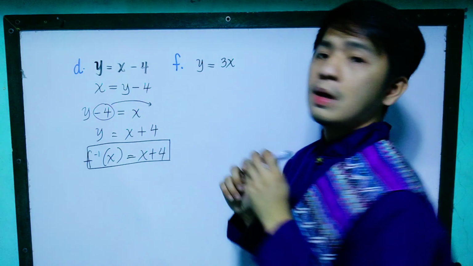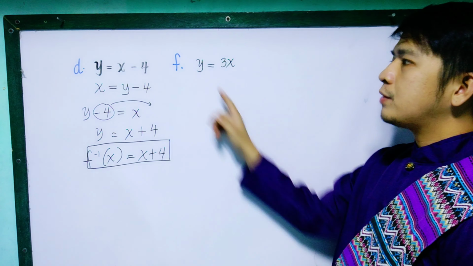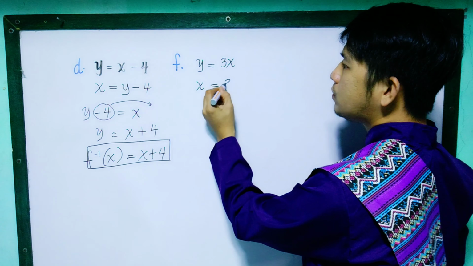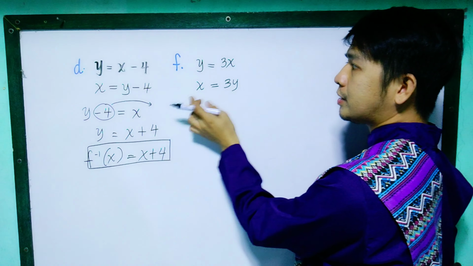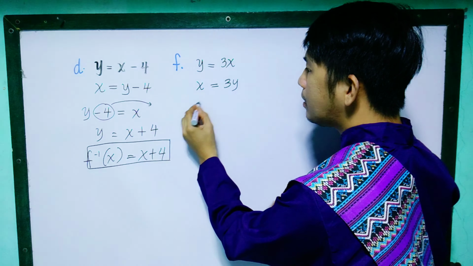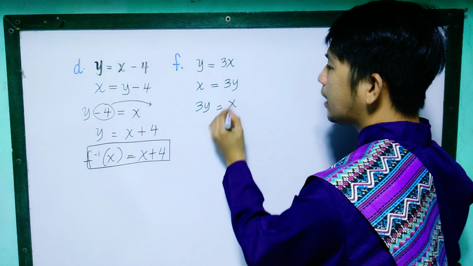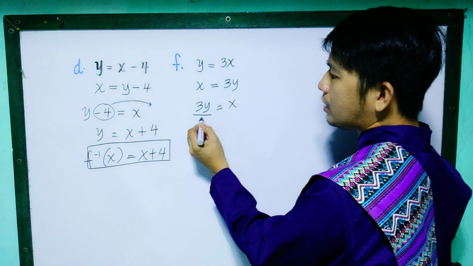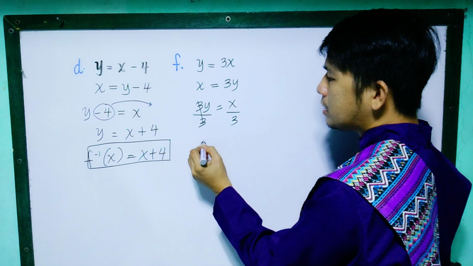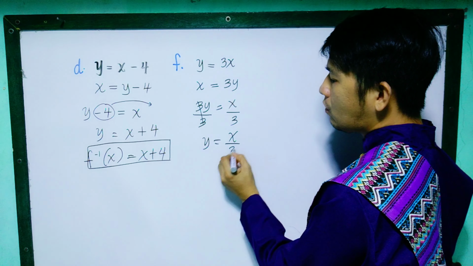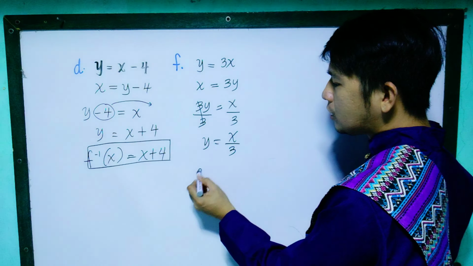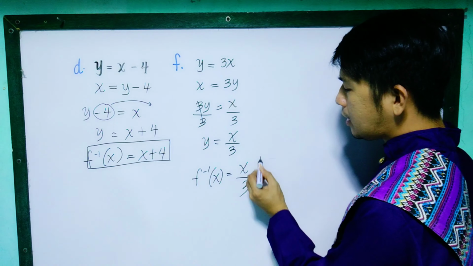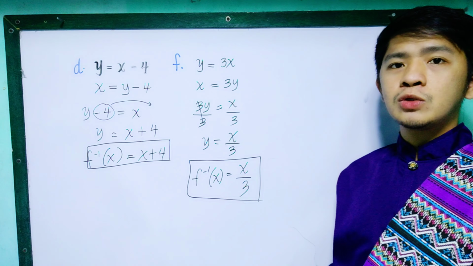Let's have letter E. Let's have letter F. Y equals to 3x. So again, interchange x and y. This will become x. This will become y. Then solve for y in terms of x. 3y equals x. So it's only y. So we will have to remove the 3. We can divide it both sides by 3. So that will become y equals to x over 3. And change y into f inverse of x equals x over 3. This is now the inverse of y equals to 3x.